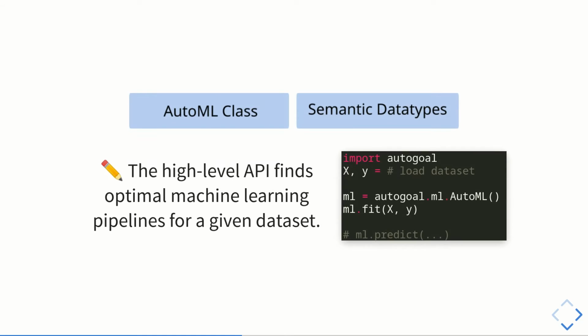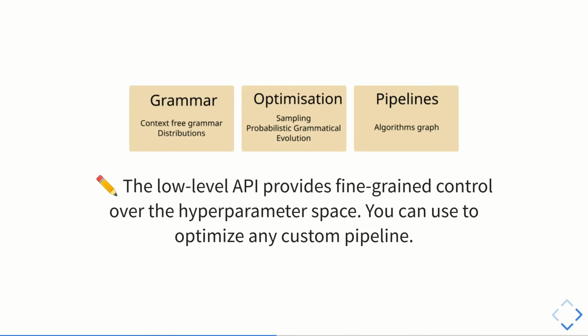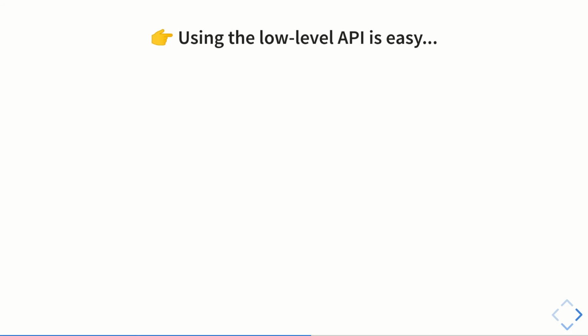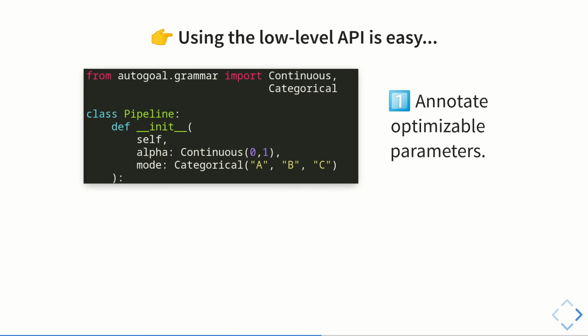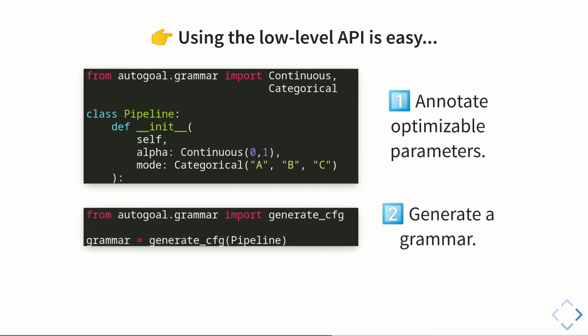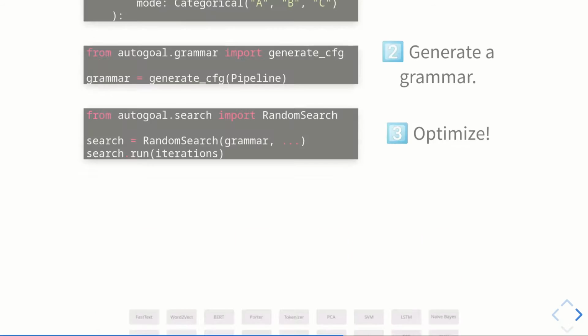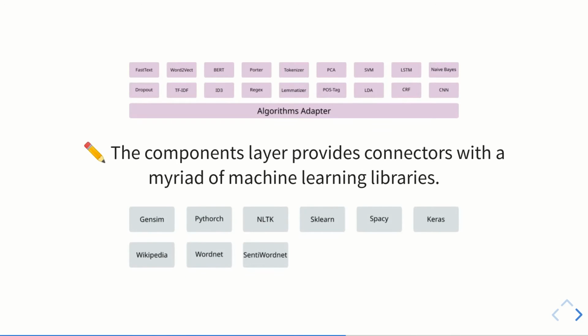The high-level API allows you to find optimal machine learning pipelines for a given dataset and is very easy to use. However, the low-level API provides fine-grained control over the hyperparameter space, and you can use it to optimize any custom pipeline, even pipelines not related with machine learning. In order to use the low-level API, you have to annotate all the optimizable parameters of your class with some special constructions that we have created, generate a probabilistic grammar that defines the search space, and use one of our optimizers. The components layer provides connectors with a myriad of machine learning libraries.